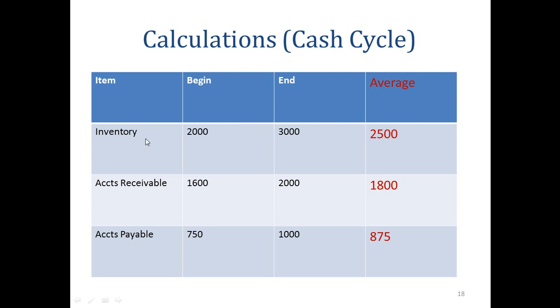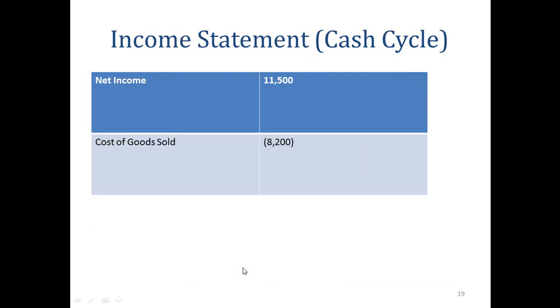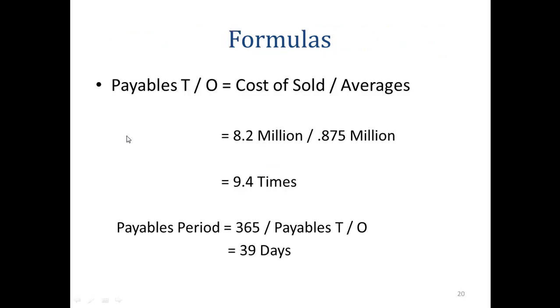Okay, again, the same chart. We're calling this the cash cycle. Same numbers here: inventory, AR, AP. We have the beginning of the year, the end of the year. Now we want to really look at the average. Okay? This is the same chart that we looked at earlier. I just copied it. Same income statement: 11.5, cost of goods sold is 8.2. Same chart.